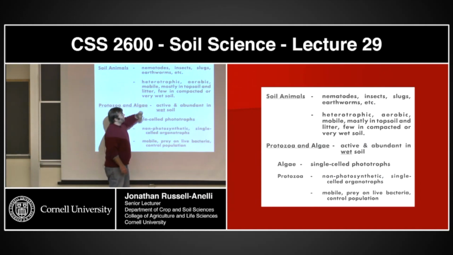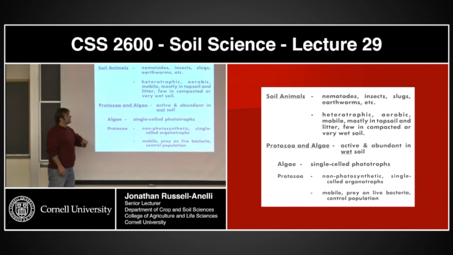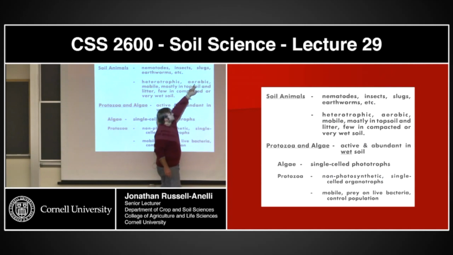These are all basically heterotrophic organisms. There are some exceptions, but with soil animals, they're all basically heterotrophic. They're all aerobic, mobile, mostly in topsoil and litter. There's few in compacted and very wet soils. The few is because they're aerobic.